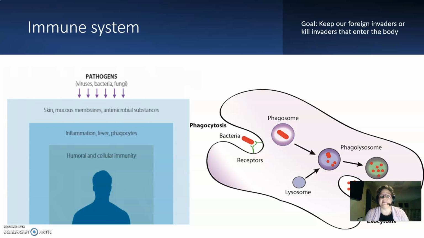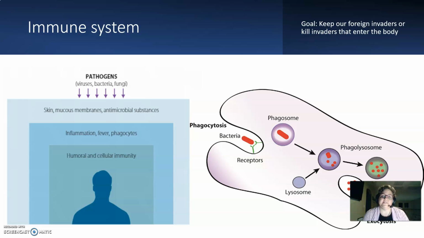As I mentioned, a phagocyte is a white blood cell, so it has to do with the immune system. The goal of our immune system is to keep out foreign invaders. If foreign invaders do happen to get in, the goal of the immune system is then to kill them. Pathogens include viruses, bacteria, and fungi.